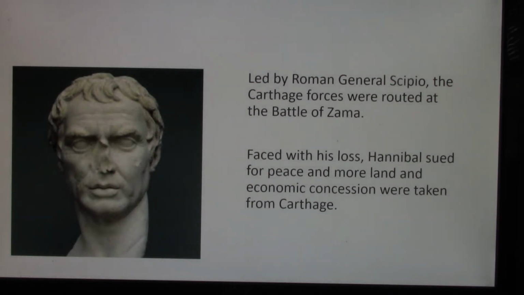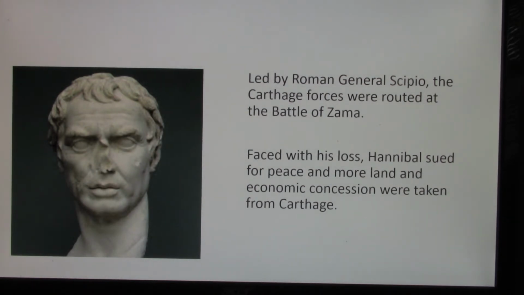Led by the Roman general Scipio, the forces who had been detached from Rome to go across the Mediterranean will meet the Carthaginians in Zama. Now, Hannibal had been forced to follow Scipio across the Mediterranean Sea, and it was Scipio who had the advantage over Hannibal. Hannibal faced devastating losses. Hannibal sued for peace, and more land was taken away from Carthage.